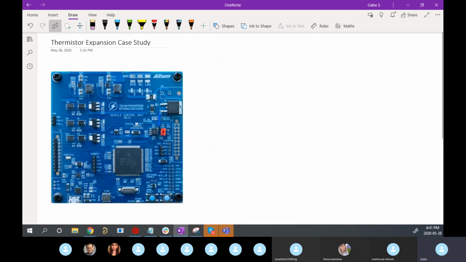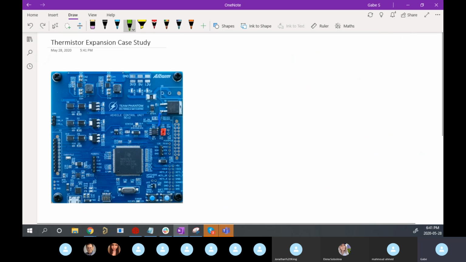So let's chat a little bit more about the thermistor expansion board. Tell me if you see any, there's a big mistake we made. First person to bring it up gets some mango at the end of class, okay?